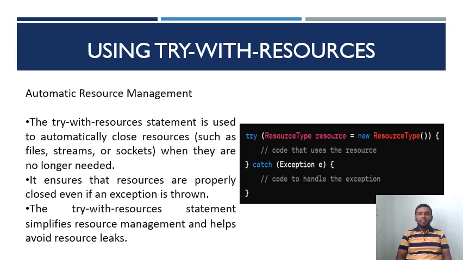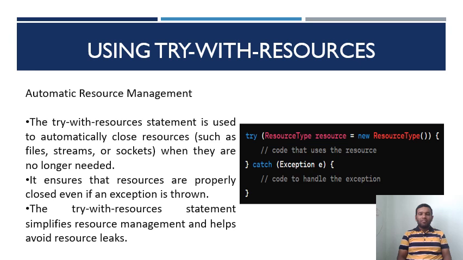Now, let us see using try with resources. This is about automatic resource management. The try with resources statement is used to automatically close resources such as files, streams, or sockets when they are no longer needed. It ensures that resources are properly closed even if an exception is thrown. The try with resources statement simplifies resource management and helps avoid resource leaks.